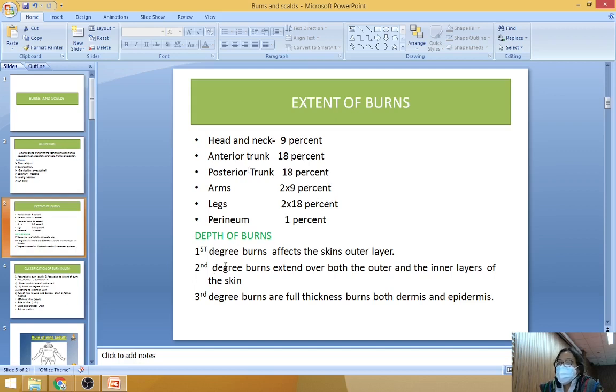Then depth of burn. First degree burn affects only the outer layer of the skin, and if it is second degree then it will be both outer and inner layers of the skin, and if it is third degree it will be a full thickness burn, both dermis and epidermis.